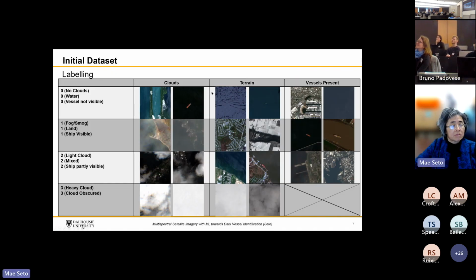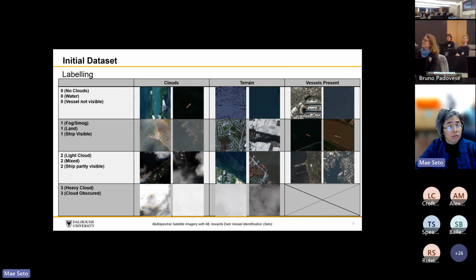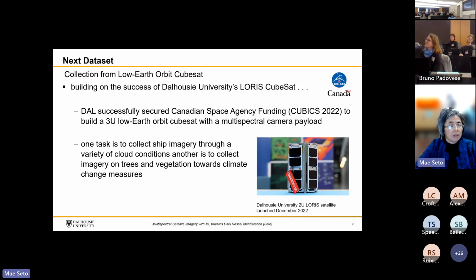The labeling that we're interested in, so we want to be able to detect different levels of cloud, smog, light cloud, heavy cloud, right? And so visually you can't always see through it. And again, of the 13 multispectral bands that we look at on the camera that we access, there are 3 bands that look promising, and the machine learning is what we're trying to apply to decide which bands.